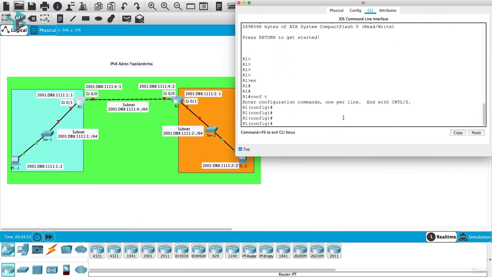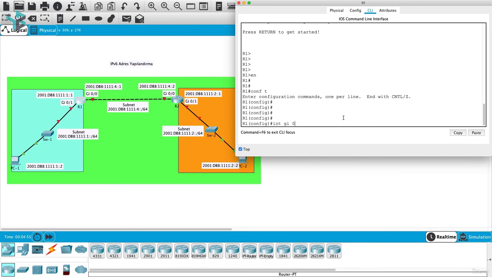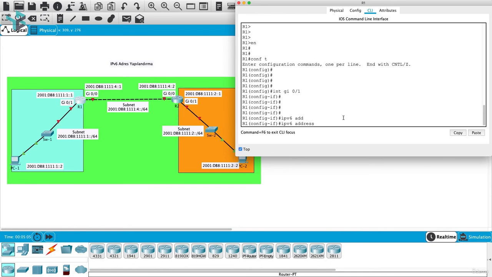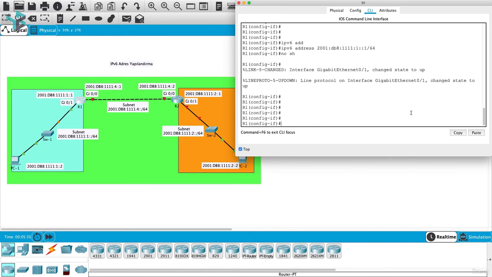I switch to global configuration mode by typing conf t, and I switch to the interface gigabit 0/1. Here we use the ipv6 address command. We did not write anything about IP version 4 before, we only wrote ip address, but here we indicate that it is IP version 6. It doesn't matter if it's a lowercase letter; even if you type a lowercase letter, IOS converts it to uppercase letters. 1111, our subnet is 1, our IP is 1, our prefix is 64. In this way we write our address. When we press enter and say no shutdown, we configure the IP of this interface.